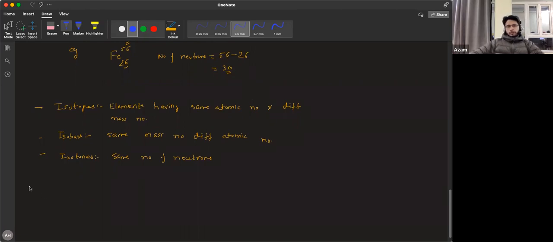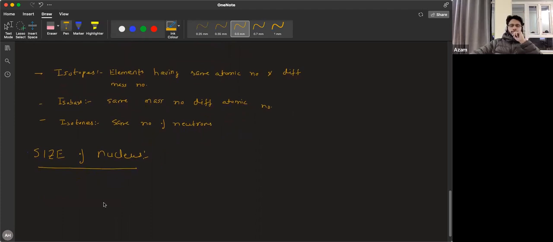The next is size of nucleus. So the first topic from which questions come is size of nucleus and density of nucleus. See, the shape of the nucleus is spherical. Due to attractive forces, these nucleons acquire the shape of a sphere. So this spherical shape, the radius is R.